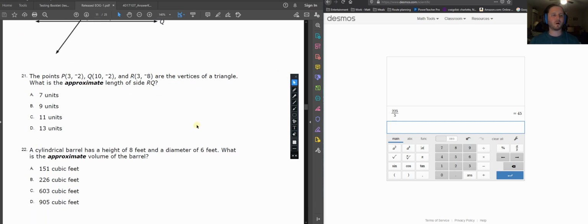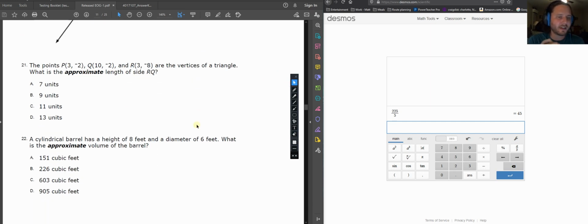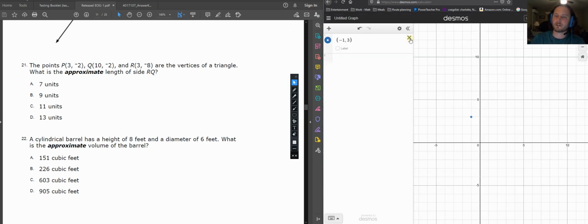For number 21, it gives us 3 points that are vertices of a triangle, and it asks for the approximate length of side RQ. Okay, well, let's go ahead and use our graphing calculator to see where these are. So we have 3, negative 2, and I'm going to label this one as point P. That way I know this one is P. This one is point Q, and it is 10, negative 2. So 10, comma, negative 2. Close my parentheses. I'll check the label button. I will label this one as Q.